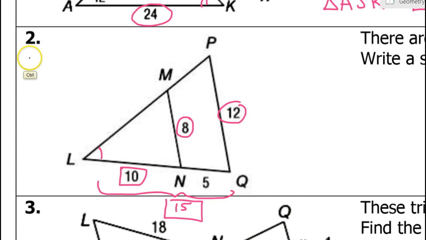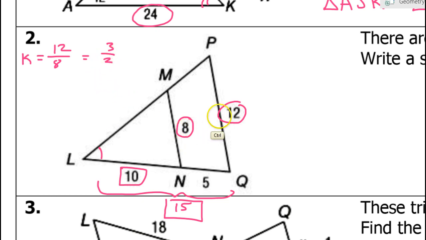If I want to be sure, I might test out the scale factor real quick. If I treat the 12 as the new triangle, and if I treat the 8 as the old, so I would do 12 over 8. These are both divisible by 4, so that would be 3 over 2.